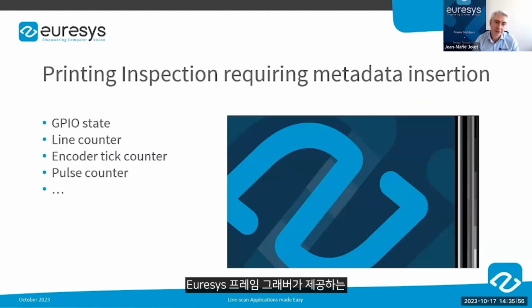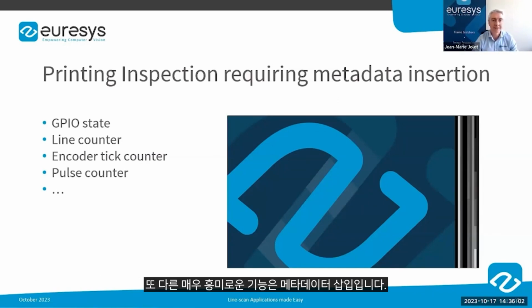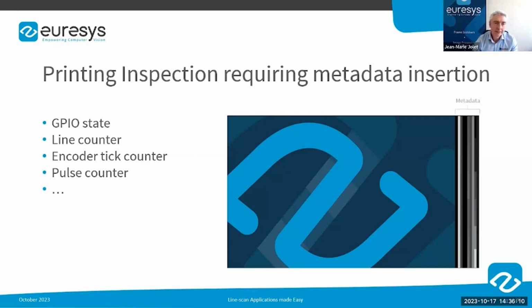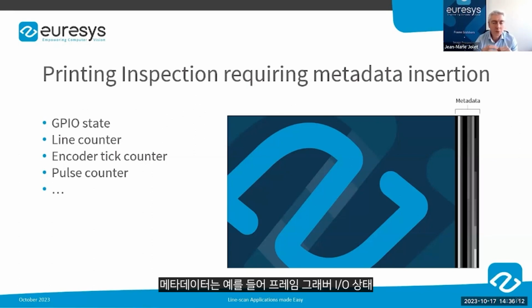Another very interesting feature that is offered by the Euresys frame grabber is the metadata insertion. So metadata are additional bytes that are appended at the end of each line. The metadata are used to report the frame grabber IO state, for instance, or the number of lines that has been acquired so far, or the encoder tick position, or the value of a pulse counter or any event counter. So as such, metadata provide a kind of snapshot of the system when a given line was acquired.